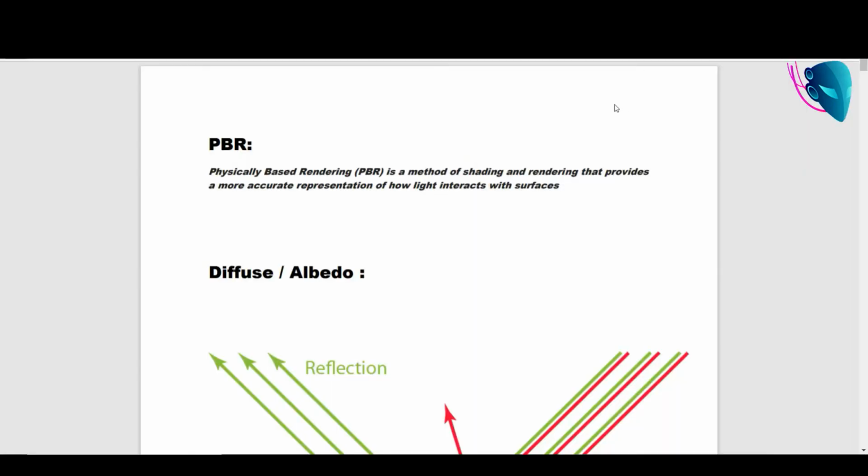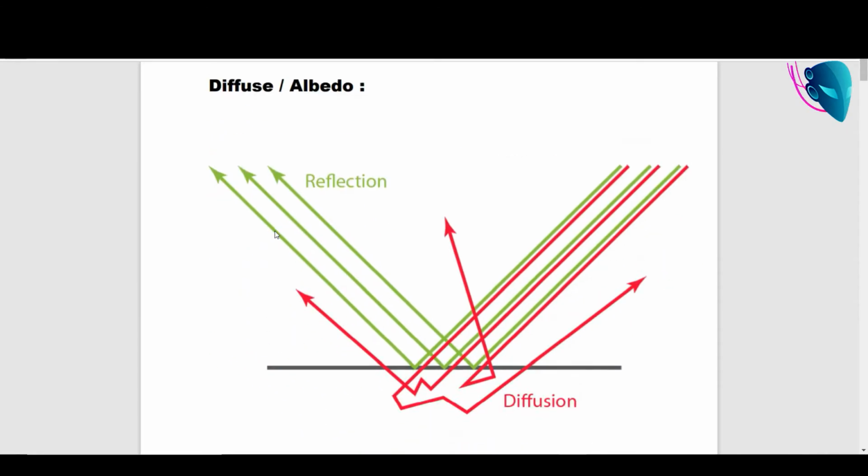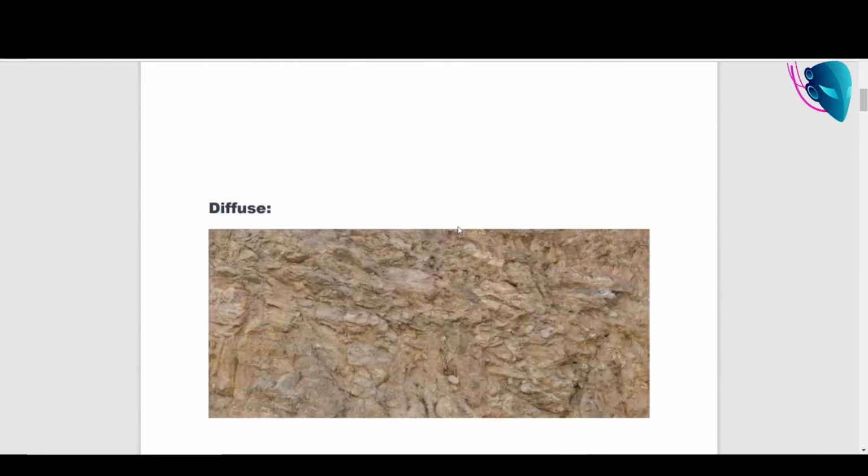Okay, let's go to the PBR material PDF and talk about the different maps. Before that, we have two terms here, diffusion and reflection. Diffusion means when light hits the surface, it penetrates into the surface. And if the light reflects from the surface, this is named reflection. It is good to know what diffuse is and what reflection is.